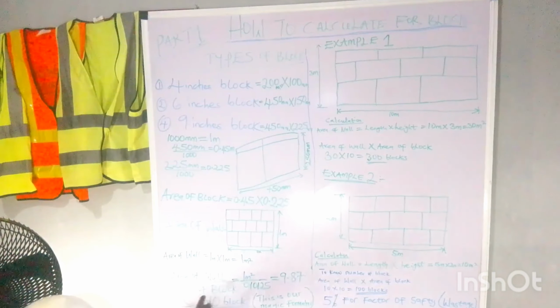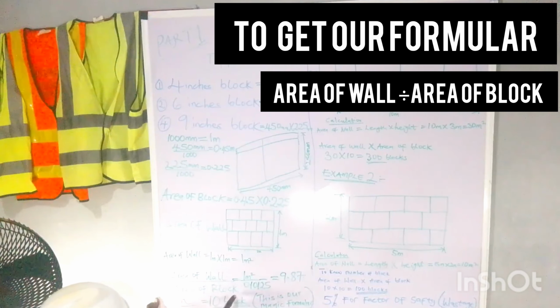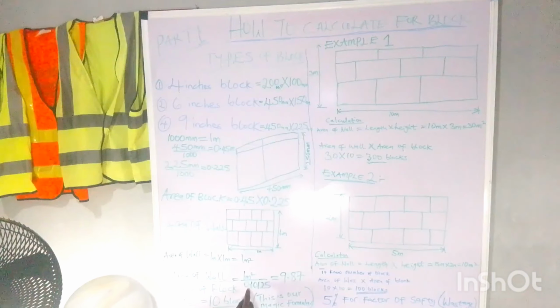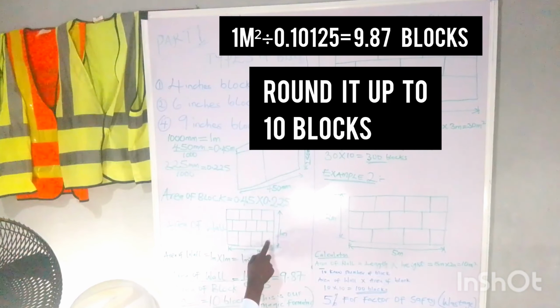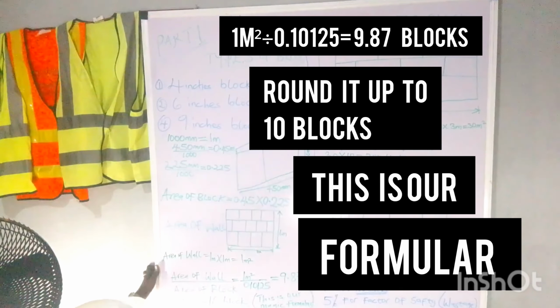Our area of wall, which we have already gotten, is 1 meter square. Then our area of block, which we have gotten, is 0.10125. When you divide these two, 1 divided by 0.10125 gives us 9.87. You understand? So for 1 meter square, the number of blocks that you need is 9.87.